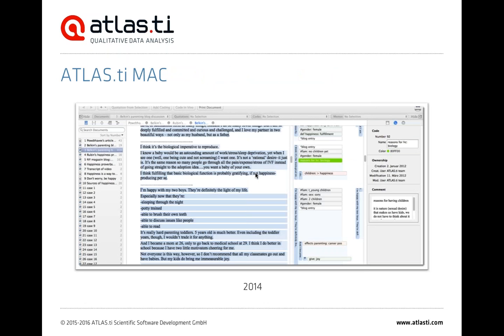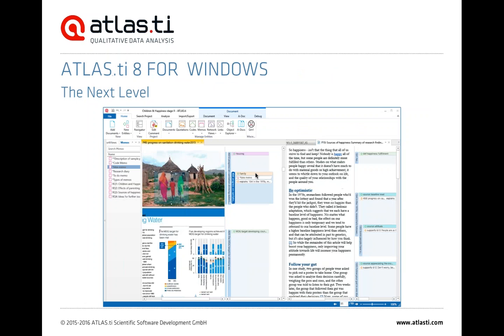After that, 2 years ago, ATLAS.ti for Mac was released. And I would say that the version for Mac strongly influenced what is coming right now, version 8 for Windows. And it's really the next level. After this very short presentation, what I want to do right now is start creating a project in ATLAS.ti and go through all the tools we have there.